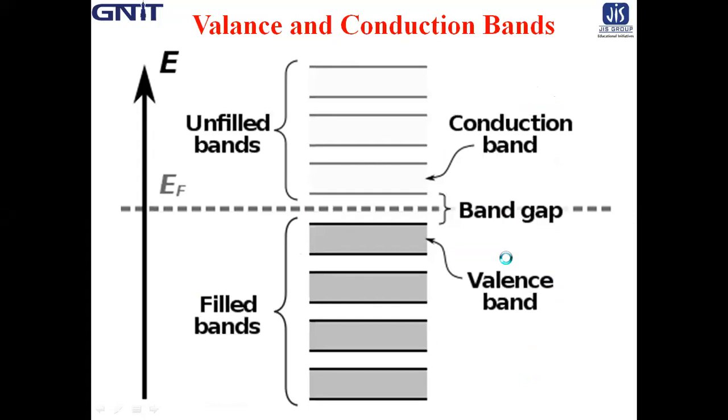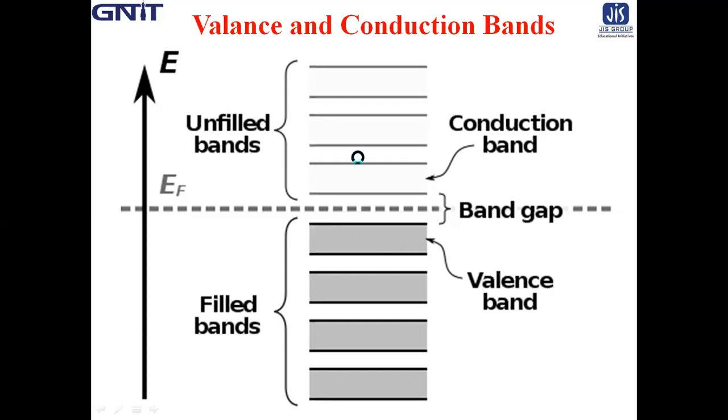The energy band occupied by the outermost electrons of an atom, that is valence electrons, is known as the valence band, which is the highest occupied energy band. It may be completely filled or partially filled by electrons.